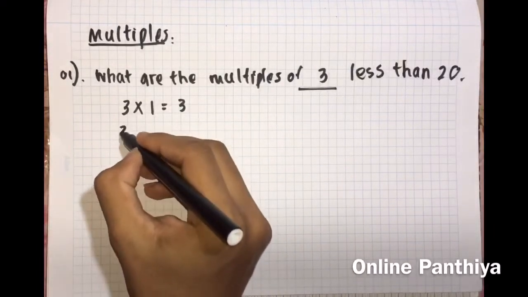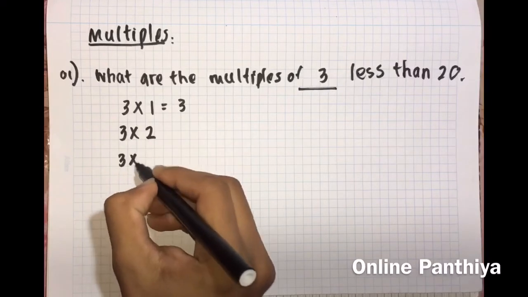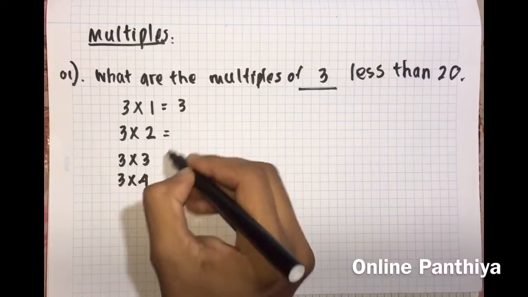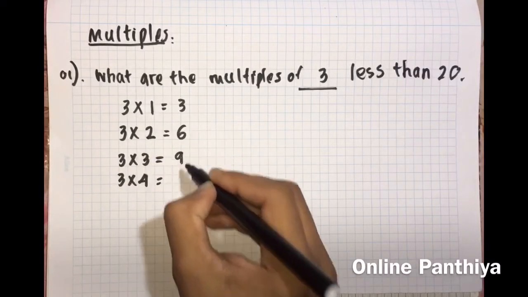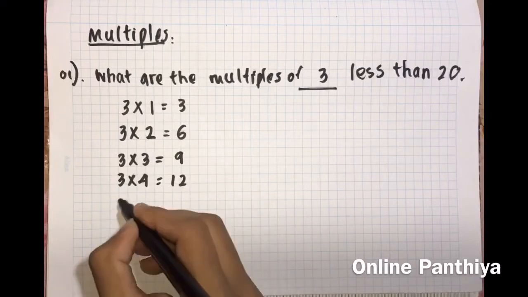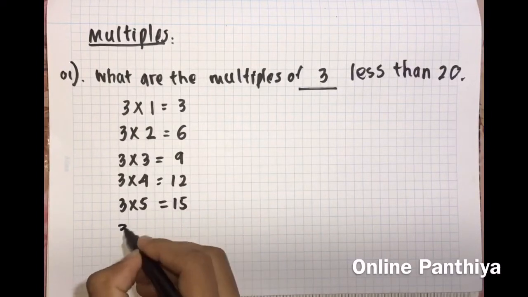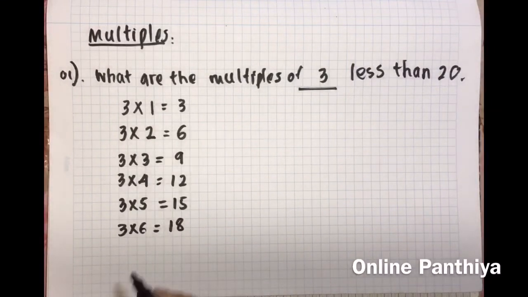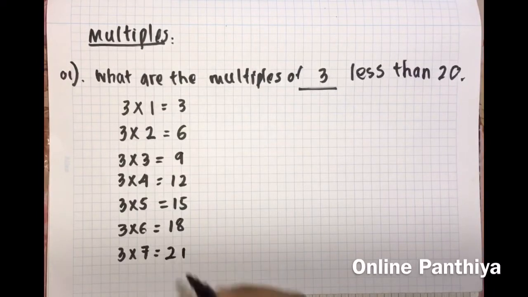Next, go to the next number. 3 multiplied by 2. Next, 3 multiplied by 3. Next, 3 multiplied by 4. What are the answers for this? 3 into 2 is 6. 3 into 3 is 9. 4 into 3 is 12. And then you have what? Yes, 3 into 5 is 15. And then 3 into 6 is how much? 18. Let us write further. 3 into 7 is equal to 21.